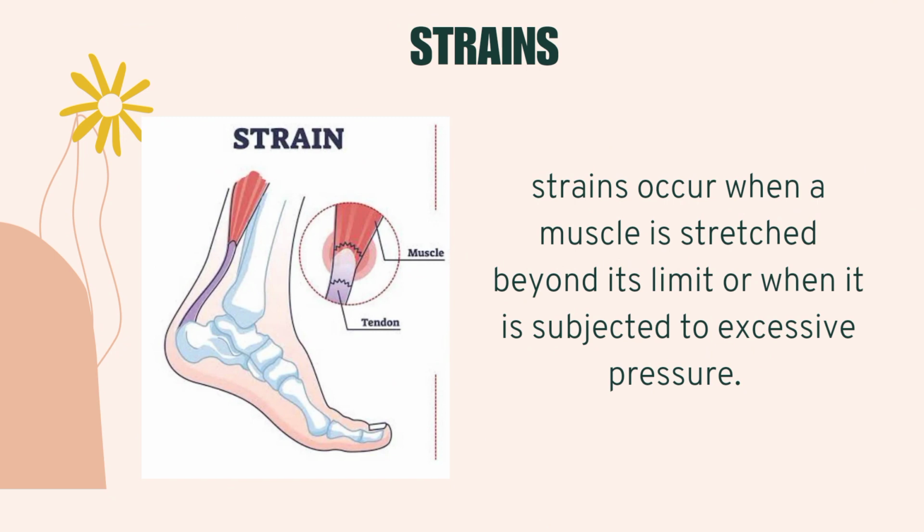So now, let's proceed to strains. So what is strains? Strains occur when a muscle is stretched beyond its limit or when it is subjected to excessive pressure. Kung yung sprains is about ligaments, yung strains naman is about tendons and muscles. A strain is a type of soft tissue injury that can occur when muscles or tendons are overused or overstretched. Strains are typically characterized by pain, swelling, and reduced mobility. They can occur in any part of the body but are most common in the back, shoulders, hips, and legs. Strains are often caused by sudden movements or overexertion such as lifting heavy weights or repetitive motions.